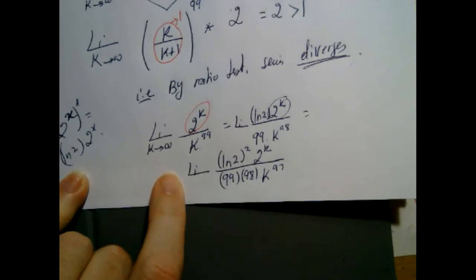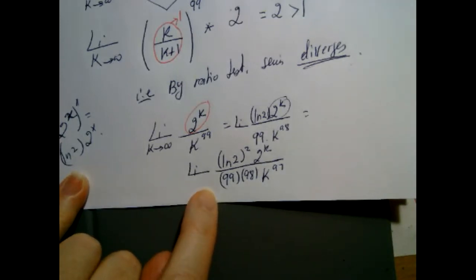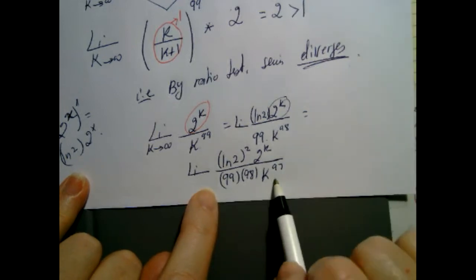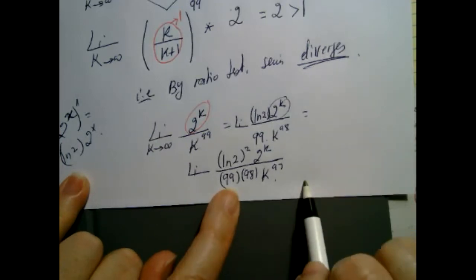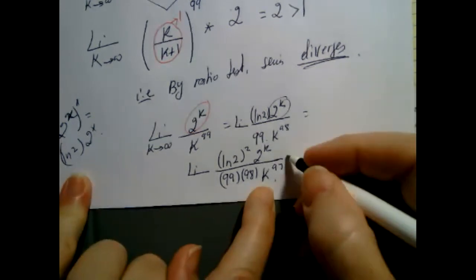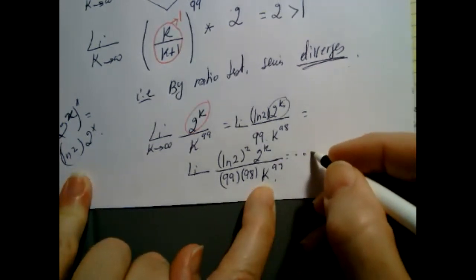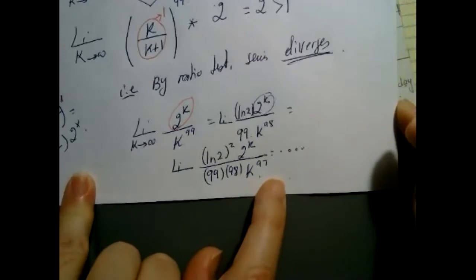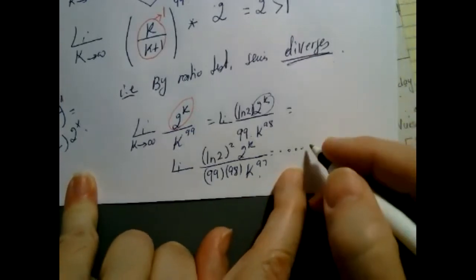What do you think is going to happen if I keep applying L'Hopital's rule? For the top one, are you just going to keep adding squares to the natural log of 2? And what's going to happen here? You're just going to keep reducing the power, 97 to 96. So eventually, if I use L'Hopital's rule like 100 times, and I mean it, what are we going to get here?